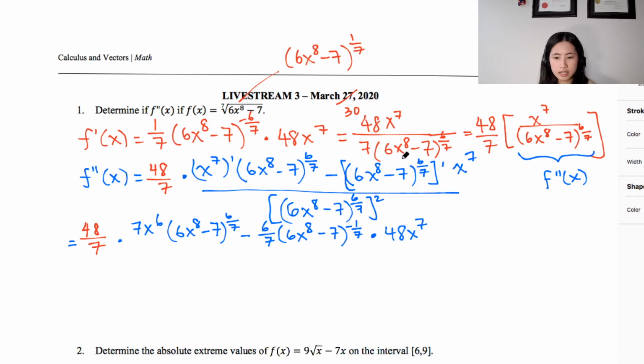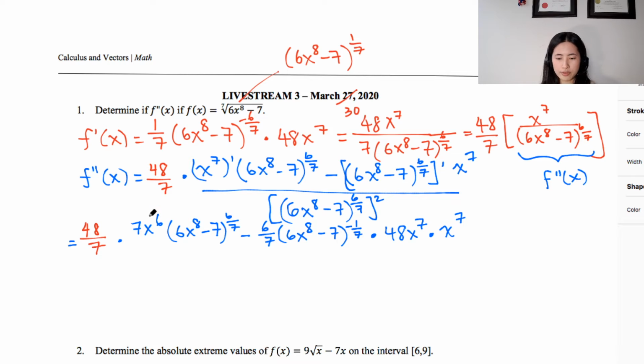And then you're going to take the derivative of this, right? But we know that the derivative of negative 7, because it's a constant, is 0. So we can just keep it like that. And then you just have to multiply the whole thing with x raised to the power of 7. So I'm going to do that. Okay.